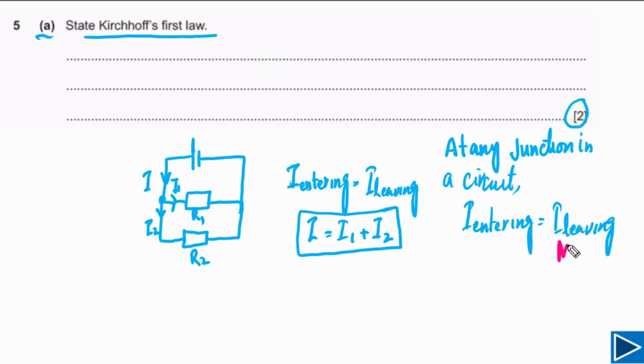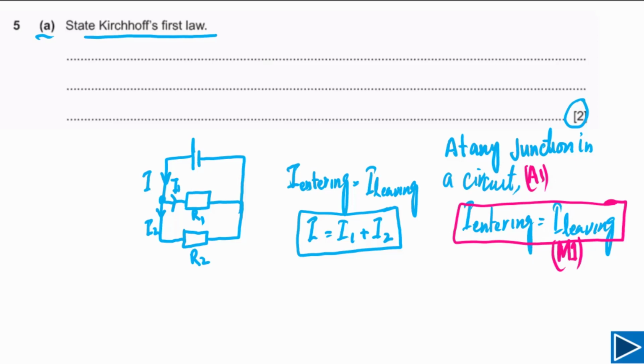This has to be in your answer because this has M mark. So if you write down this one, you will get this mark. And the second mark is for this one, and this is A mark. So you must get M mark to get A mark. So it has to be in your answer. If you didn't write this one, even if you mention this part, still you will not get any mark.